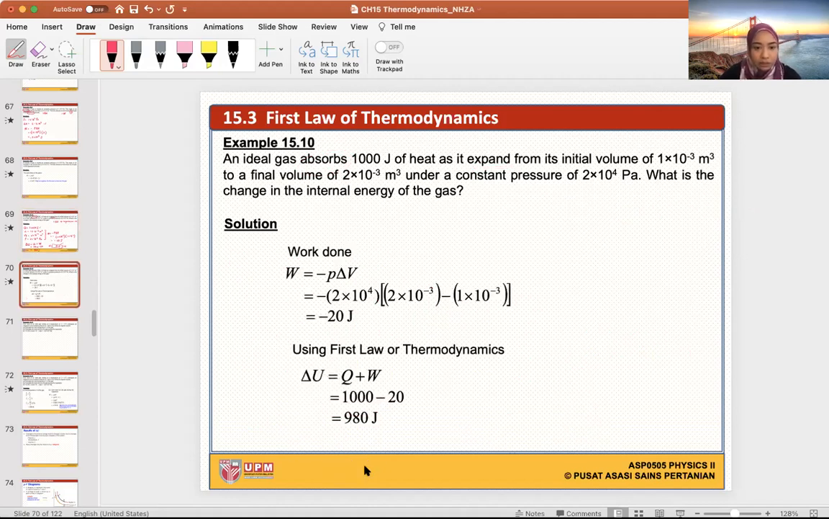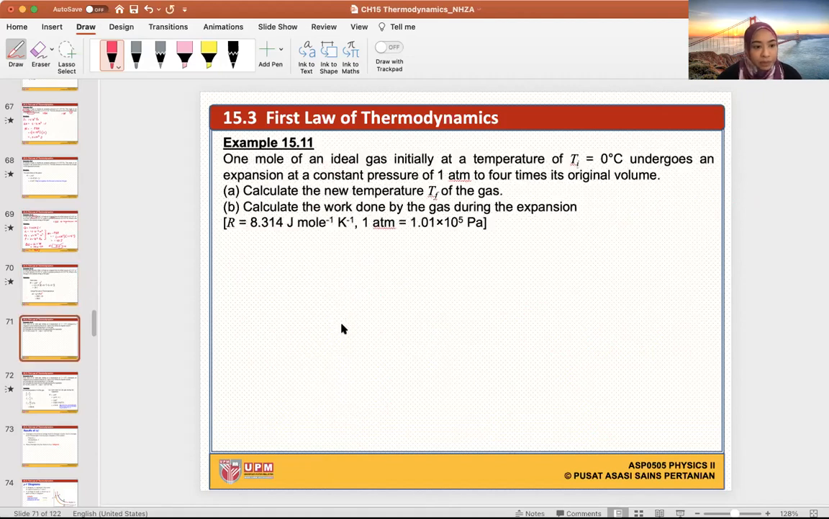Okay, so work done, mula dia kira work done, which is how we did it. And then we used the first law of thermodynamics. This is the change in internal energy experienced by the gas in the system. Okay, dia absorb lebih banyak daripada dia buat work. So, banyaklah energy dia dalam tu. Okay, moving on to the next one.